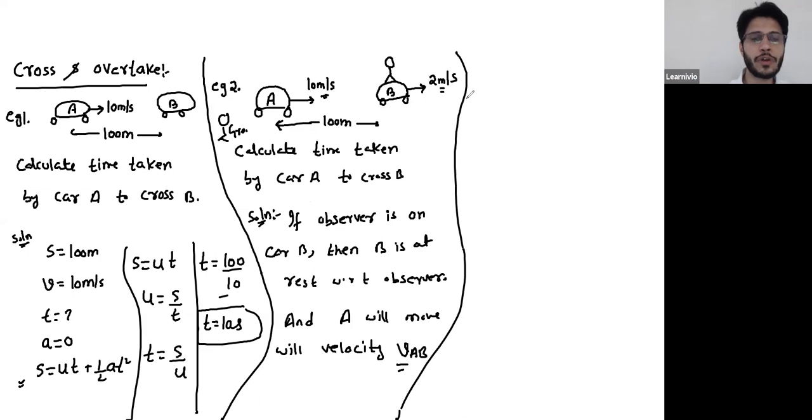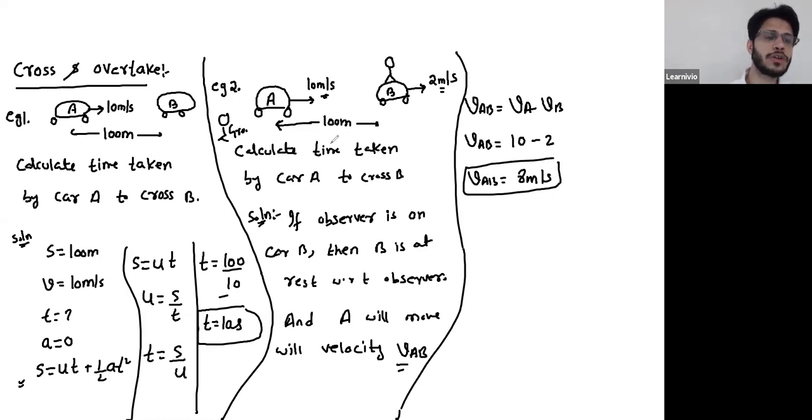So Fatma Sharif, how would you calculate VAB? We did this thing in the last class. How would you calculate velocity of A with respect to B? VA minus VB. How much is VA? 10 meter per second. What about VB? 2 meter per second. Is it 2 or minus 2? Minus 2. It's minus 2 meter per second. So VAB would be 8 meter per second.